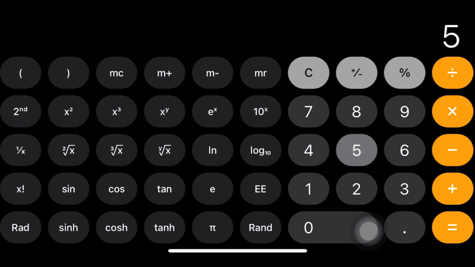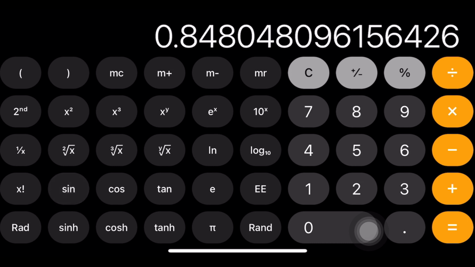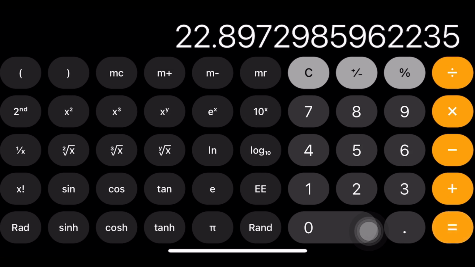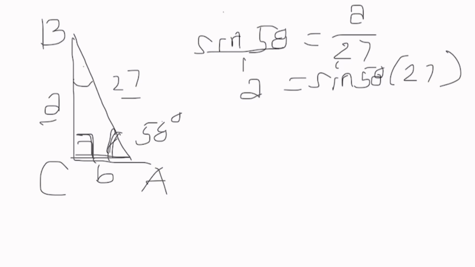Then using a calculator, sine of 58 will be 0.84804 and so on, times 27. Our result here will be 22.897, or we can just reduce that one to 22.9. So we can have A is equal to 22.9. And that will be our answer.